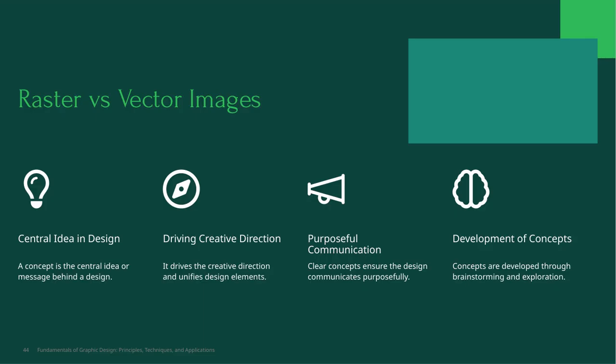Let's talk about how concepts in graphic design are developed. Typically, this starts with brainstorming and exploring different ideas. It's a creative process where we generate lots of possibilities before refining them into solid concepts. Developing clear concepts is crucial because they ensure our design communicates its purpose effectively. When a concept is well-defined, it acts as a guiding light for the entire project, making sure everything aligns with the intended message.